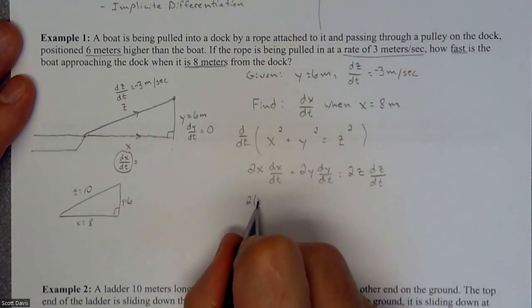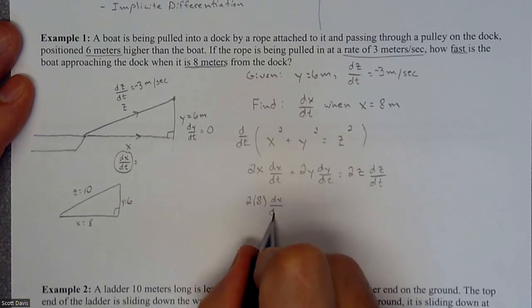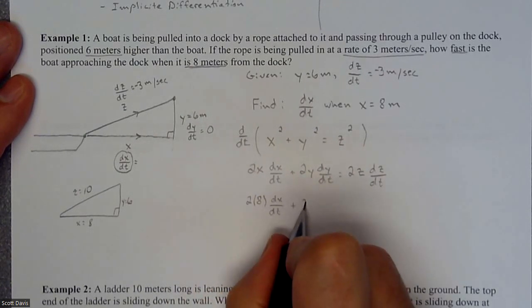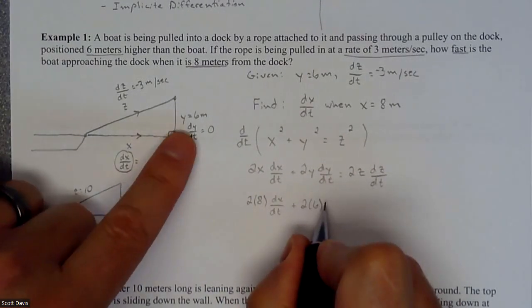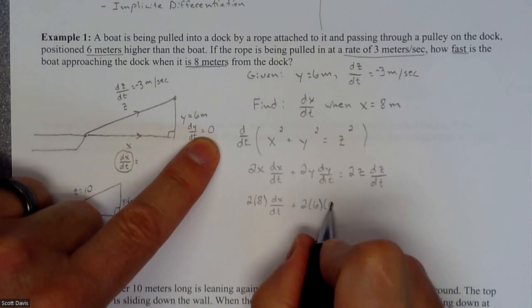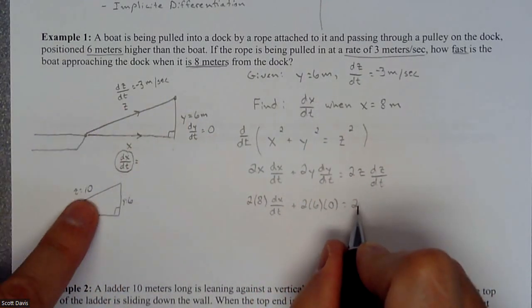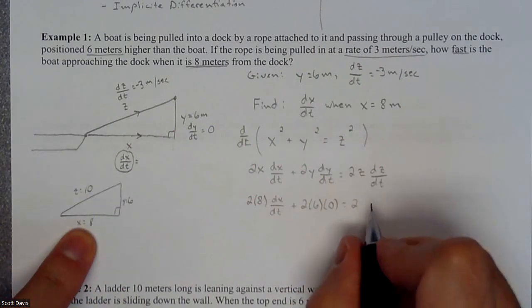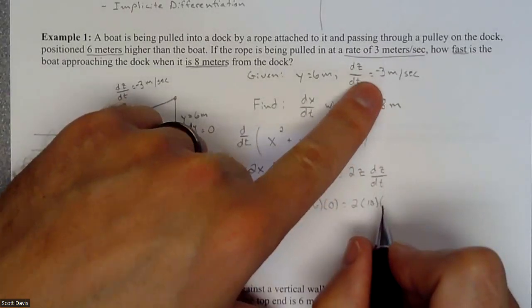So our x value is 8. Our rate at which the x is changing, we don't know. Plus our y value is 6. Our rate at which it's changing, it's not. And then our z value is 10 at that instant, but its rate is constantly being pulled in at that rate.